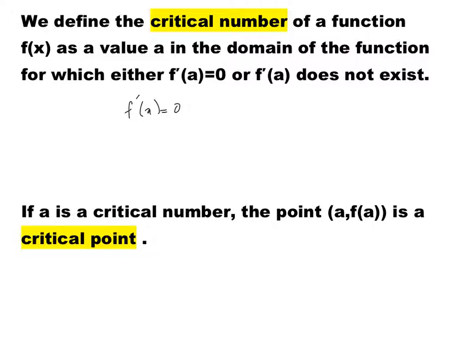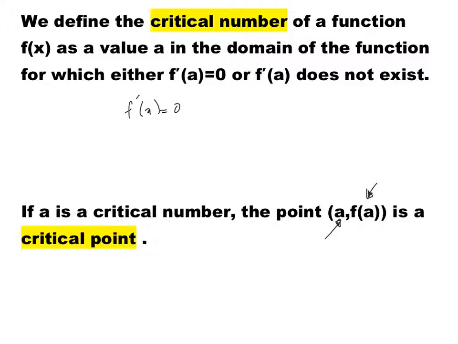Now, when we find all these critical numbers, we call the critical point to be a point like A. Remember, A is a critical number and f of A is the value of the function at point A.